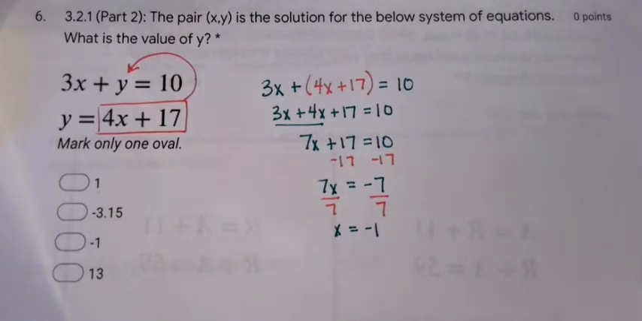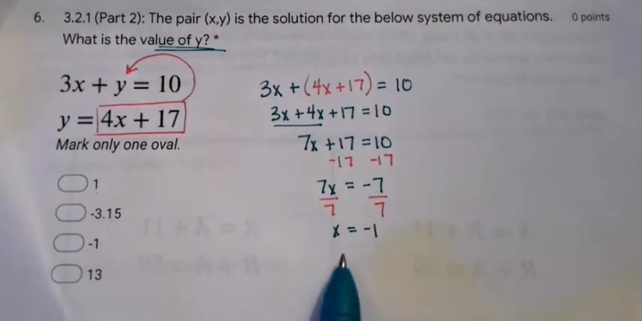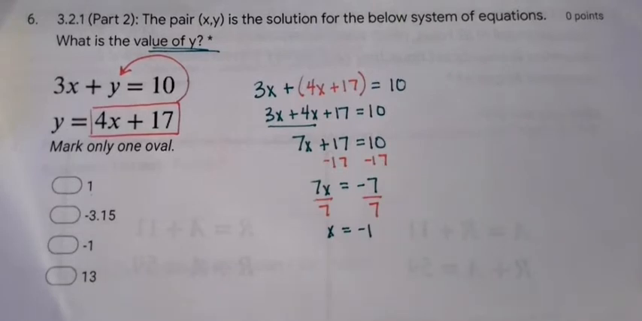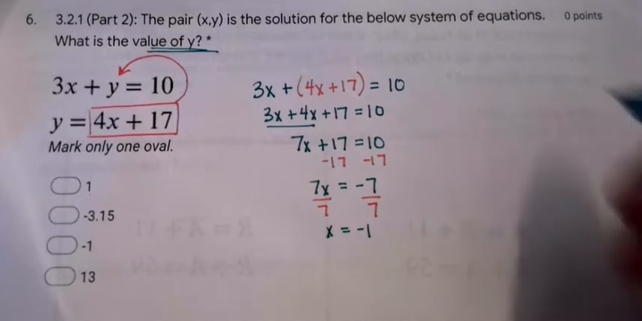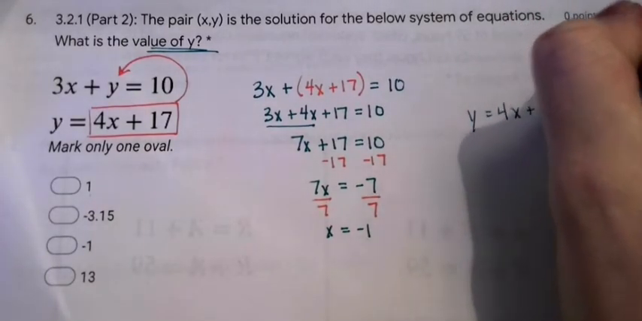Now, one thing I noticed is that negative 1 is an option. However, my question was the value of y, and I found x. So I'm not done. And so I want to take that x value, plug it back in to find my y value. So I'm going to rewrite the second equation because I think that's easier.